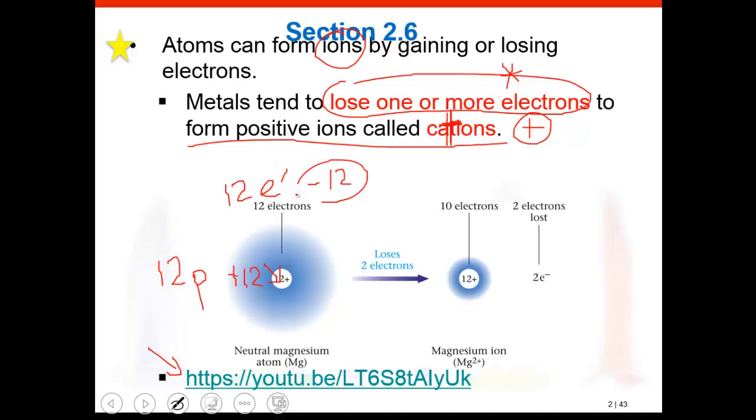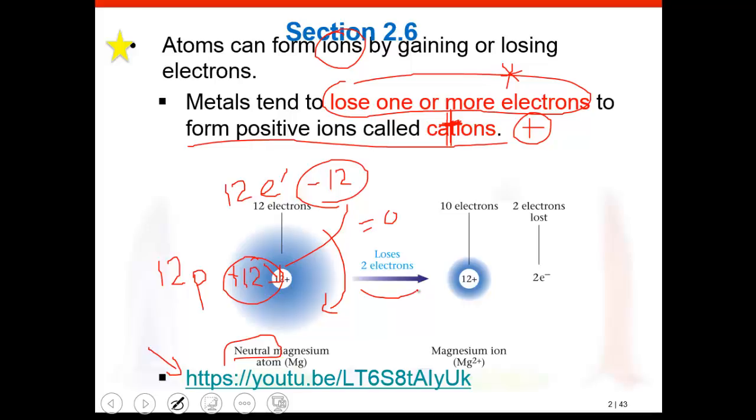So we have -12 orbiting around our nucleus, and we have a plus 12 inside the nucleus. -12 and plus 12 equals 0. And that's why we call this an electrically neutral atom. Now, metals tend to lose electrons, and magnesium happens to lose 2 electrons in a chemical reaction.